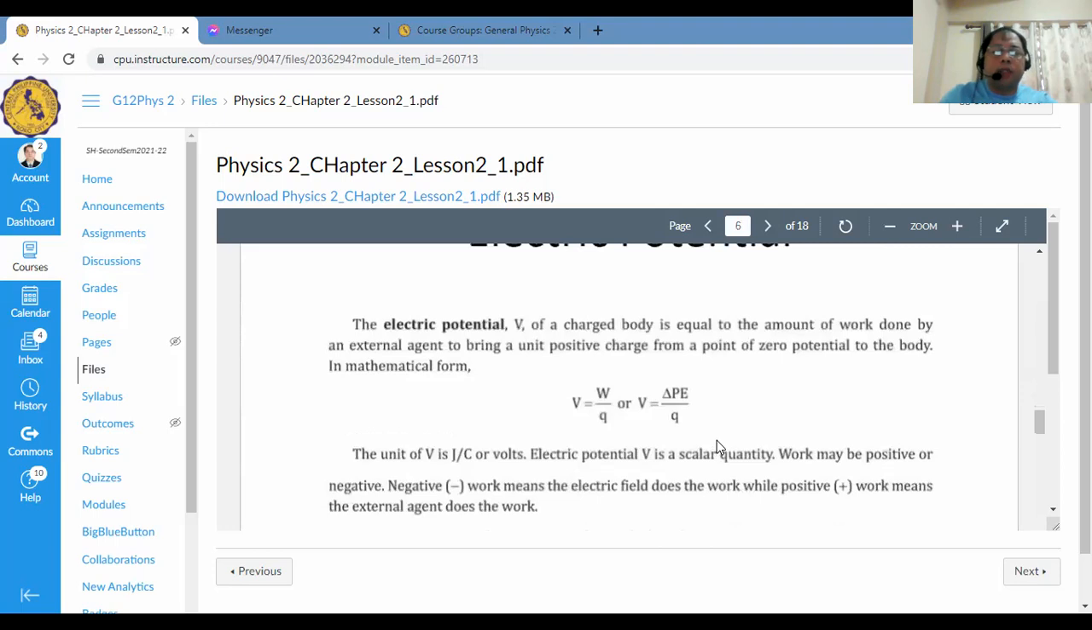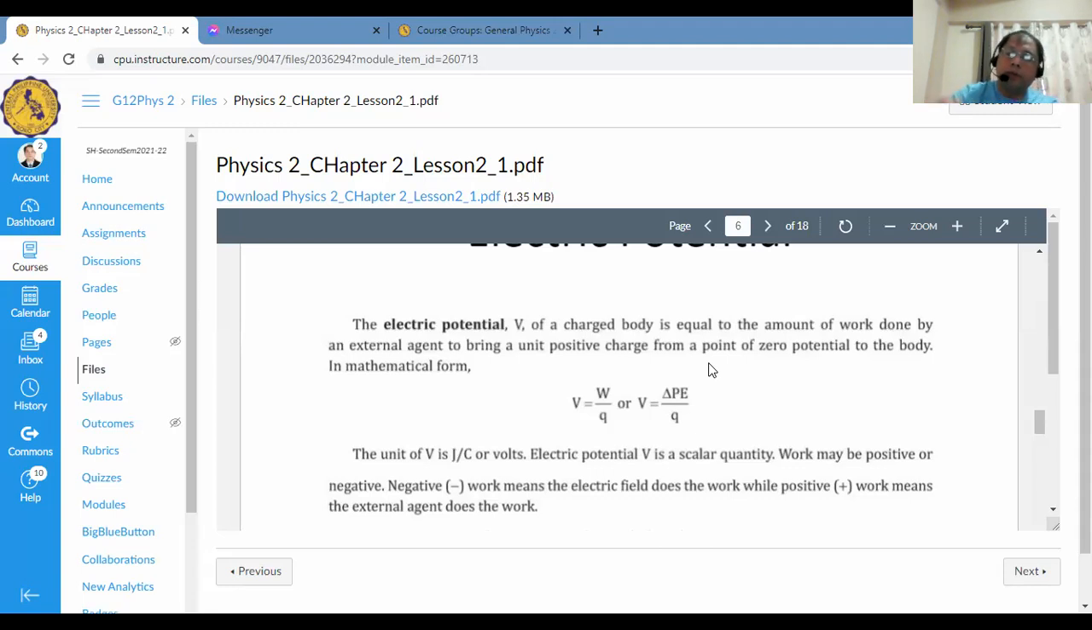Now, the electric potential V, or the voltage, we can denote with W over Q, where W represents work. So work over charge is equal to voltage. Or again, we can also relate work with potential energy. Usually the change in the potential energy allows you to do some kind of work.